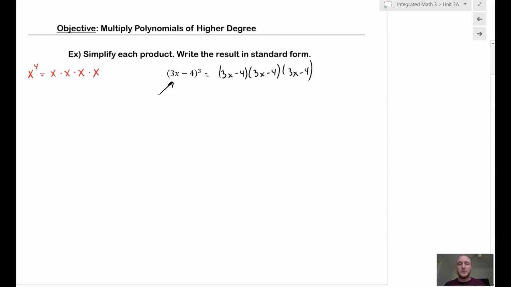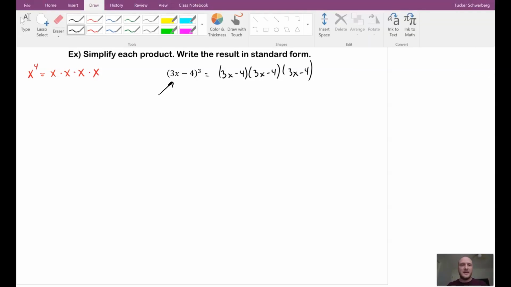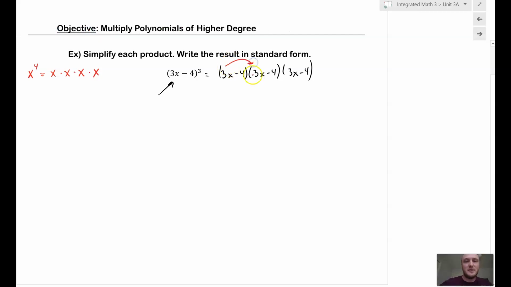Here's the actual problem. So now what we need to do is multiply, and multiplication's binary, 2 things at a time. Meaning, what's 3x times 3x? Okay, that is 9x squared. All right, what's 3x times negative 4? Well, that is negative 12x. Okay, next, I'm going to go ahead and do negative 4 times 3x. Well, that is, again, negative 12x. And negative 4 times negative 4 is positive 16. So I have 2 things that I've multiplied, and now I'm going to add those together, bring them down.